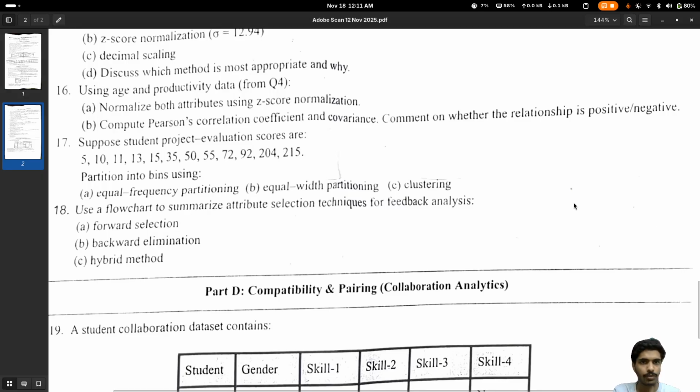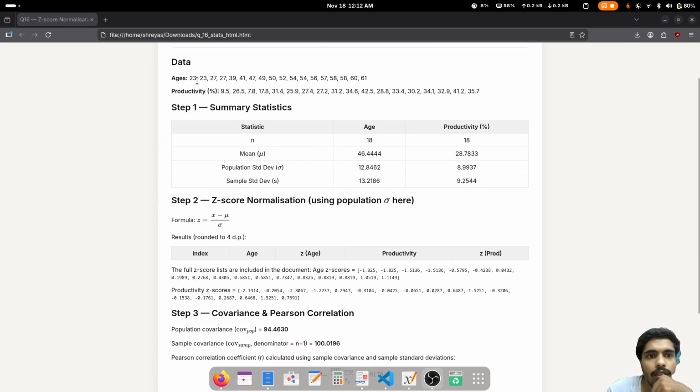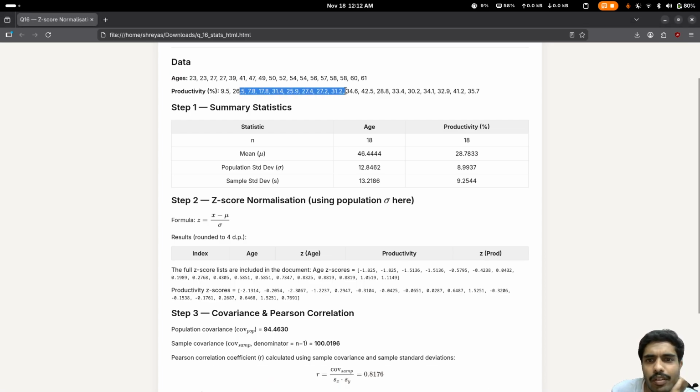Okay, so in question number 16, they have asked us to normalize the data set given in question number 4 and compute the correlation and covariance of it to detect whether the productivity increases with age or decreases, right? So, in the data of question number 4, they have given the age and the productivity for every age.